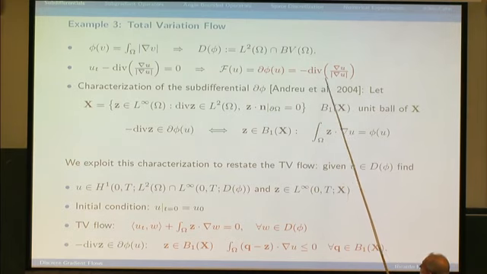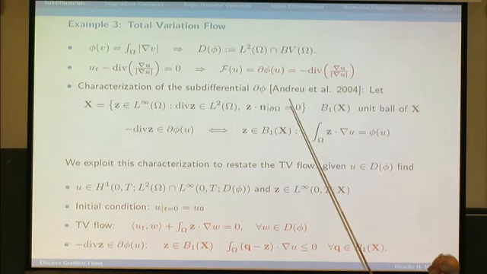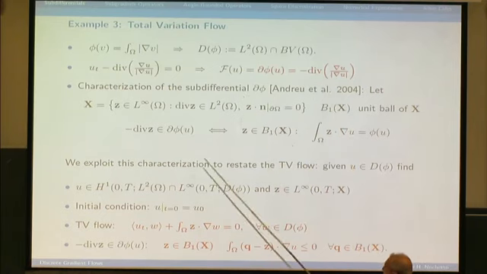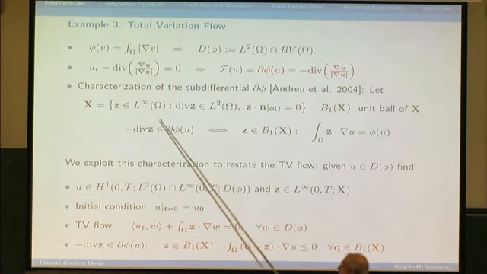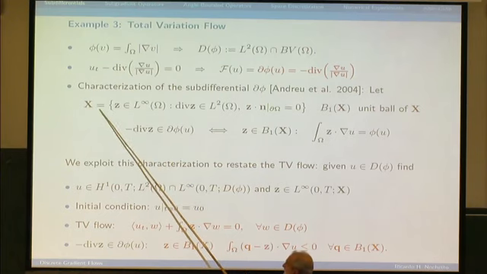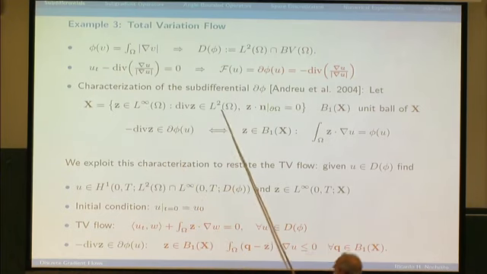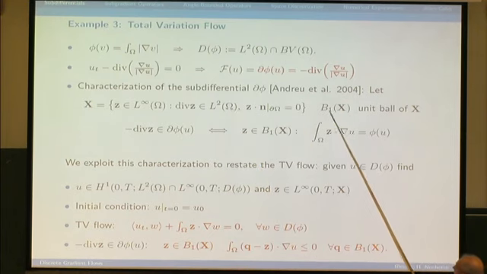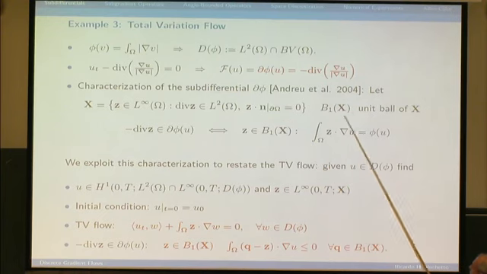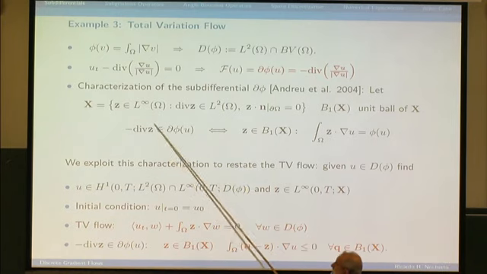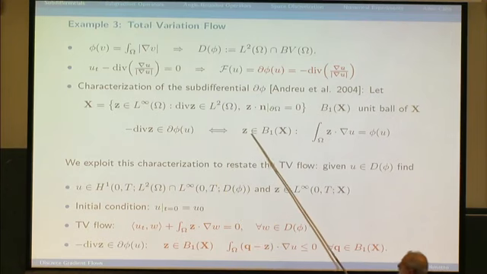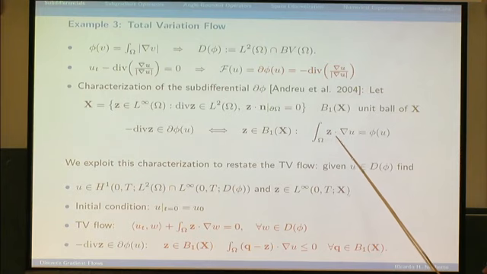There is a characterization of the subdifferential of this operator, which is very rich. And in particular, you see here, I define a space that will be important later, capital X, of L infinity vector fields with divergence in L2, with proper boundary condition, Neumann condition, and then the ball in this space, I call it B1. Then for an element div Z to be in the subdifferential means that Z is in the unit ball and it satisfies this relation. This relation in turn can be written as a variational inequality. It's written here in red.